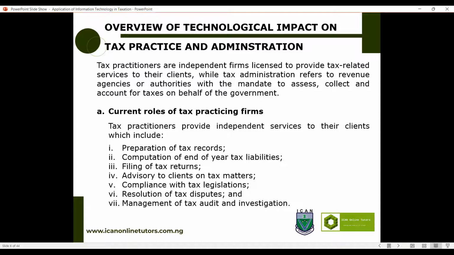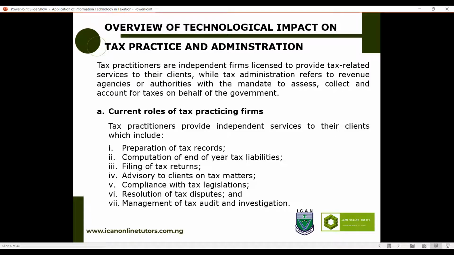The computation of end of year tax liabilities is basically your income tax liability, of which you can't compute taxes without the audited financial statement. Because the audited financial statements must have a handshake with the income tax liabilities. For instance, the revenue reported on the financial statements must be the same as the revenue reported on the face of your income statement, except where we have income exempted from taxes. And if there is, you should be able to differentiate that in your tax computation.